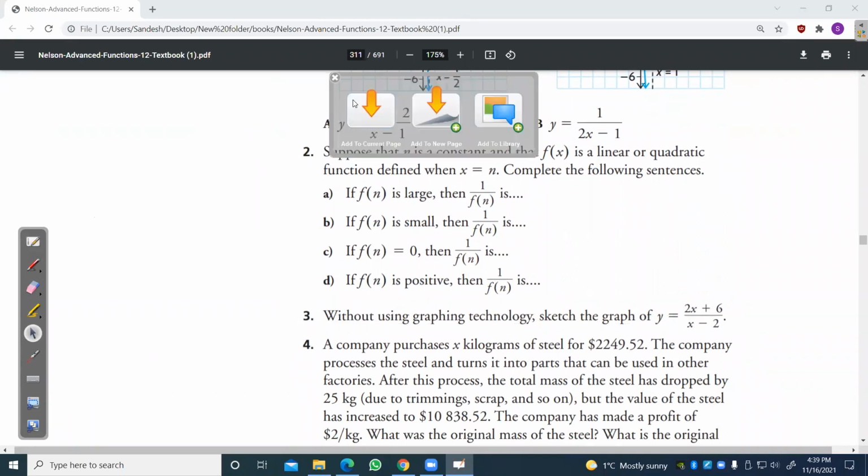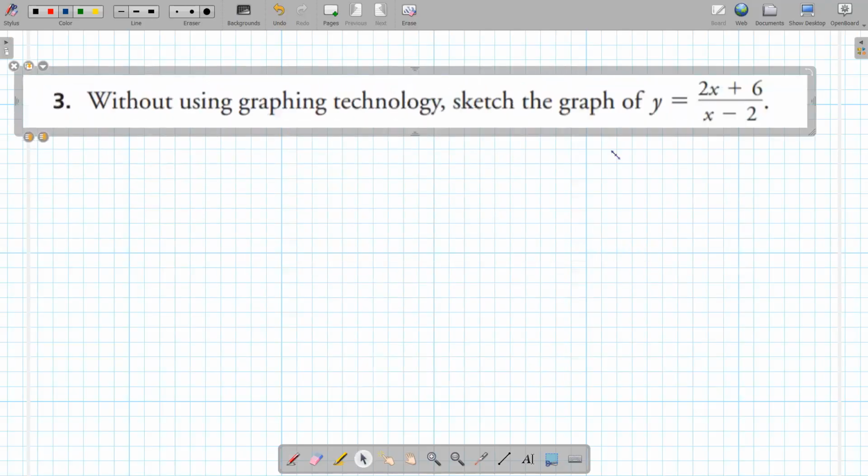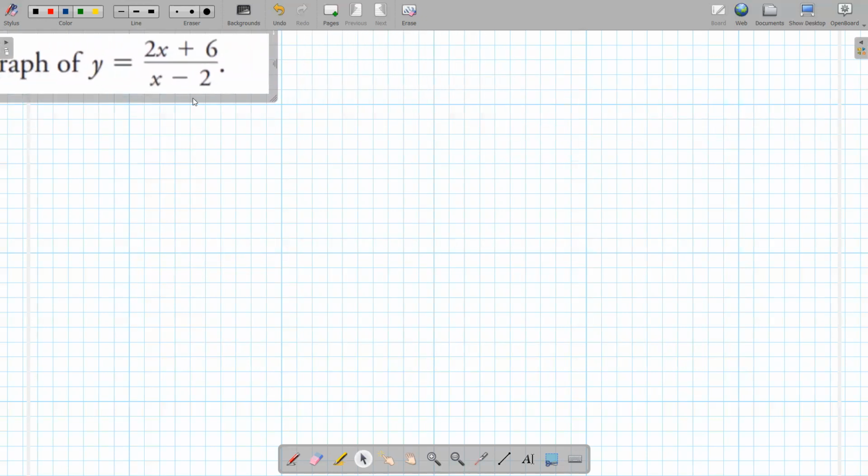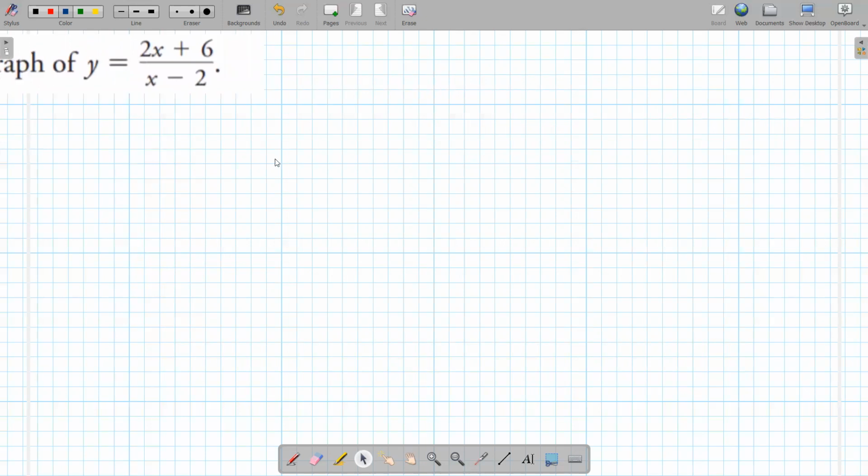It says, without using graphing technology, sketch the graph of this rational function. So we need to make a sketch of that, and we can't use Desmos here. We know what the vertical asymptote is. Well, actually, you should factor this. You always factor just in case they cancel out and you get a hole. So we don't cancel them out here. So that's fine. We know the vertical asymptote is at x equals 2, right?